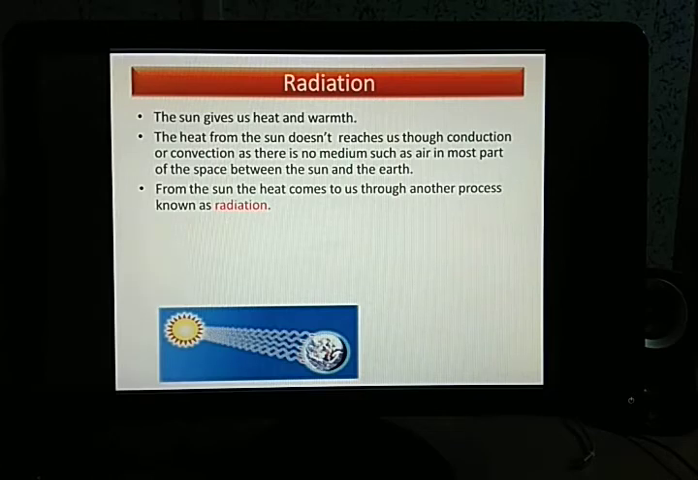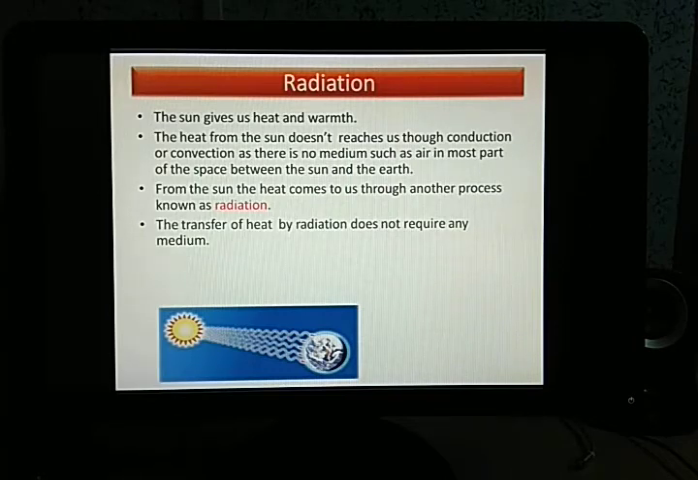Now, the transfer of heat by radiation does not require any medium. Yes, it does not require any medium. Even if there is nothing in between, no direct or indirect contact, it can happen. But one interesting fact is that if there is a medium, then also radiation can occur. Radiation has a plus point, that it can take place even when there is no medium. But that doesn't mean that if there is a medium, radiation can't take place. If there is a medium, very well and good. But even if there is no medium, radiation will take place.